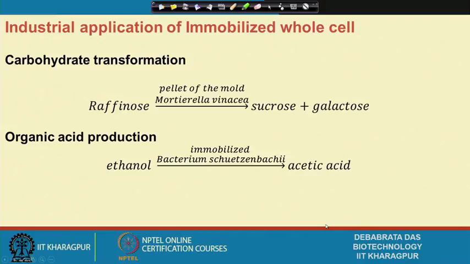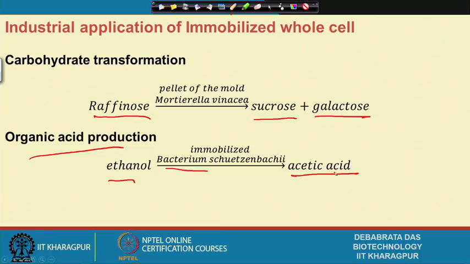Now, another industrial application is carbohydrate transformation: raffinose in the presence of Mortierella, species vinacea, is converted to sucrose and galactose. Now, organic acid: ethanol in the presence of a bacterium species is converted to acetic acid. Ethanol is converted to acetic acid.